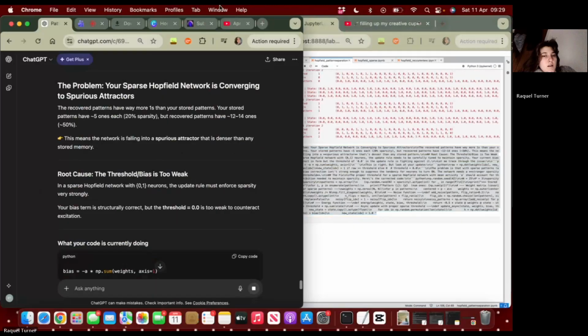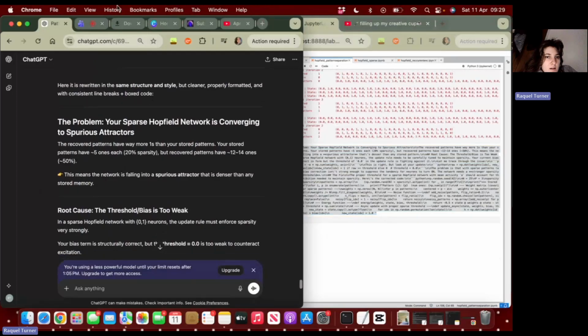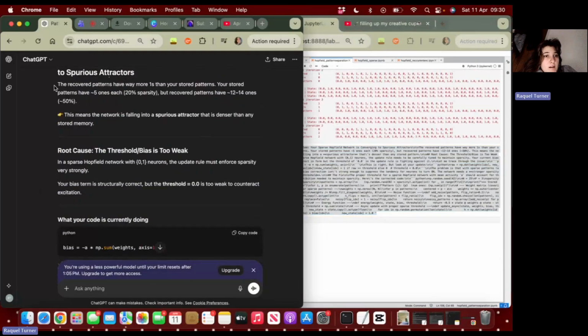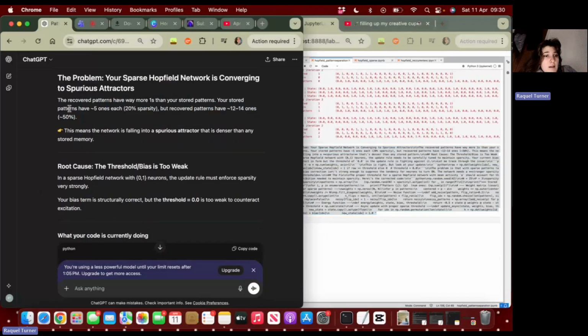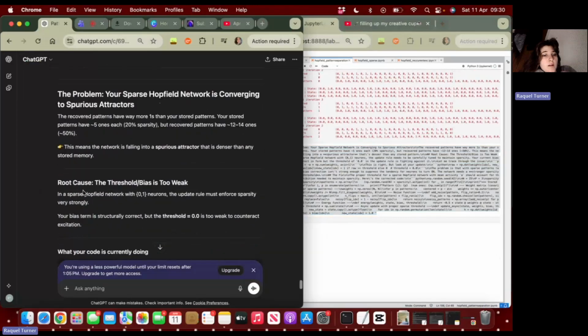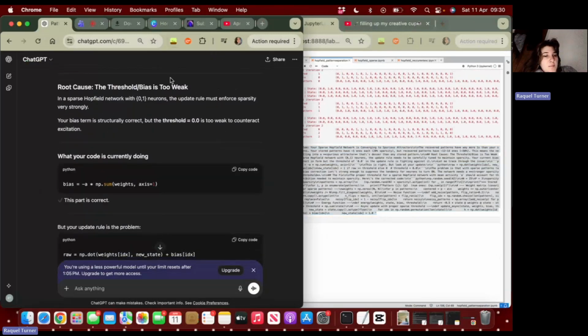All right, so it's already starting to get more to the problem. The recovered pattern may have way more ones than your stored pattern. Your stored patterns have around 5 ones, and recovered patterns have 12 to 14 ones. So apparently the network is falling into a spurious attractor that is denser than any stored memory because the threshold and/or bias is too weak.